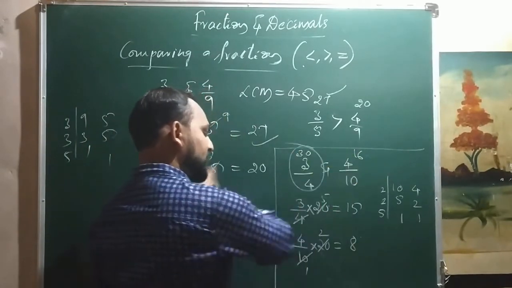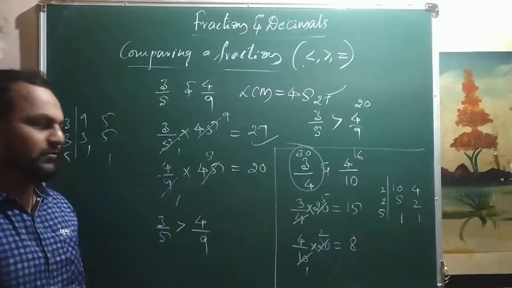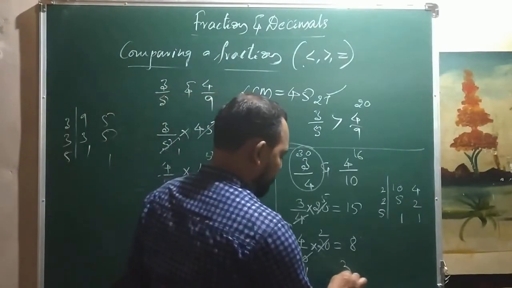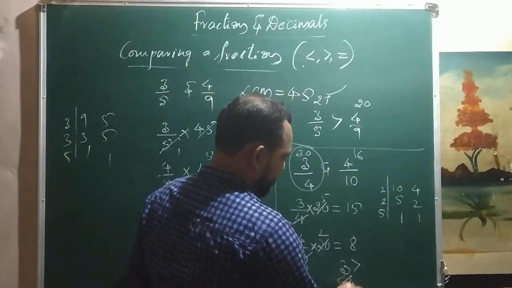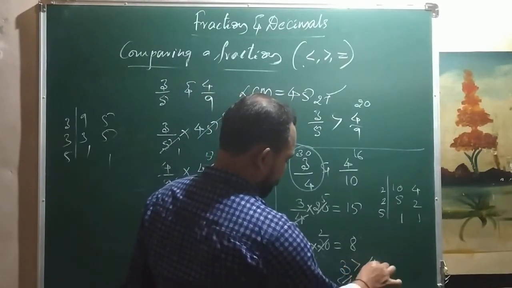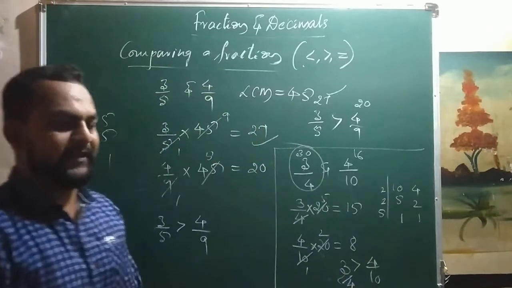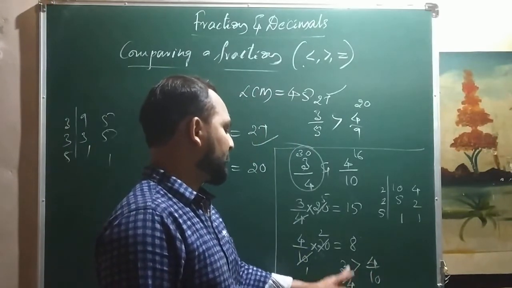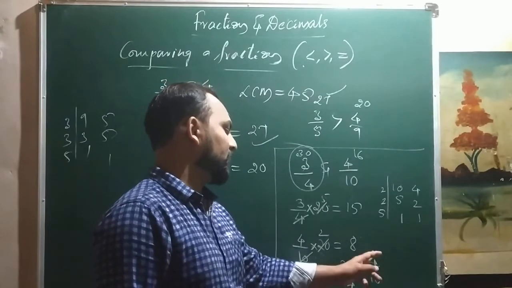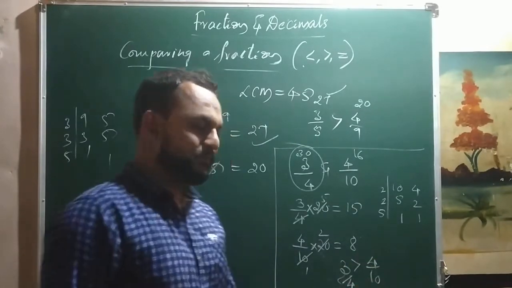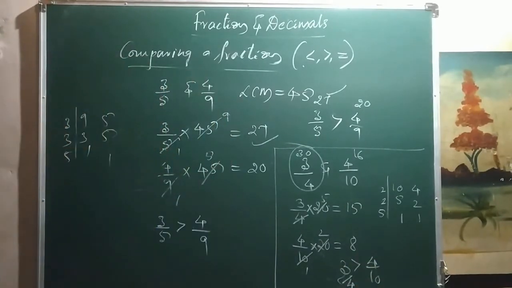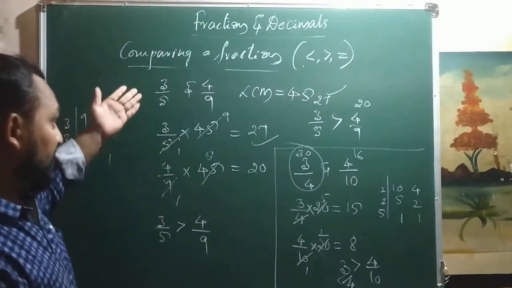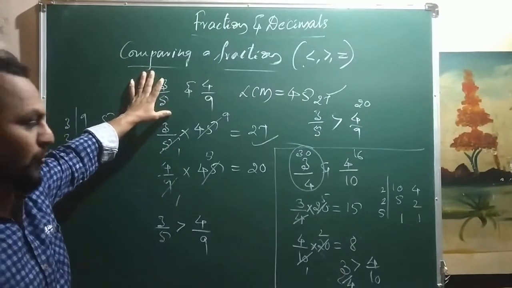Which is 3 by 4. The 3 by 4 is the greater fraction. It means 3 by 4 is greater than 4 by 10. I will explain in decimals, it will be easier. 4 7s are 0.7 and 10 4s are. This is a comparison between like fractions and unlike fractions, with different denominators and different numerators.